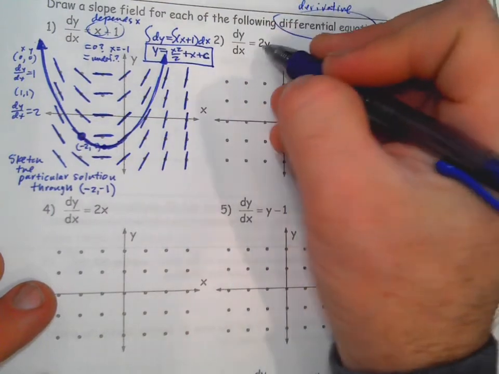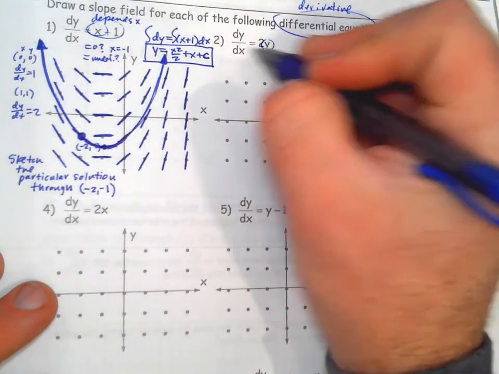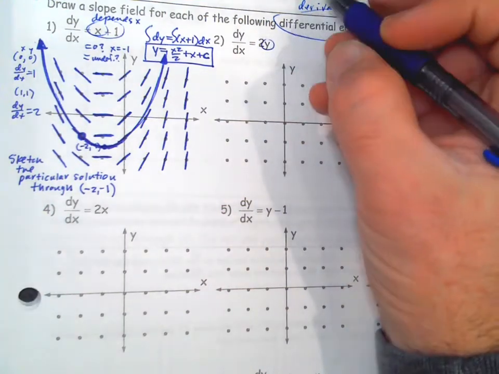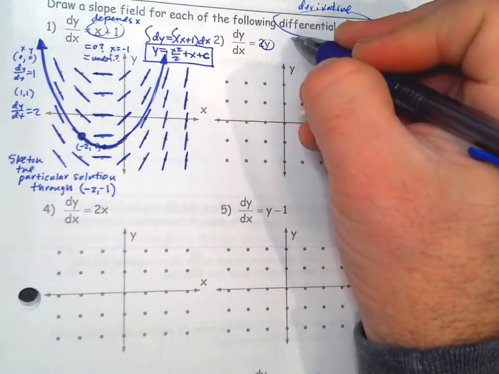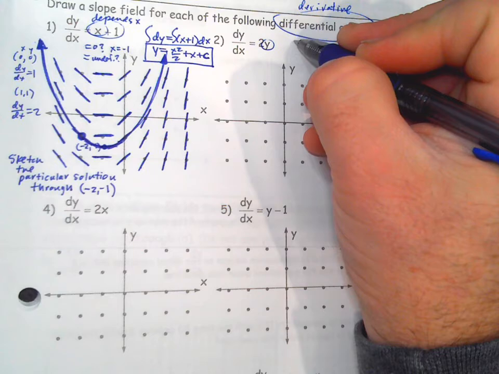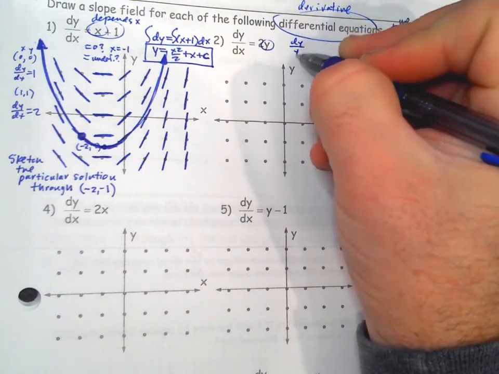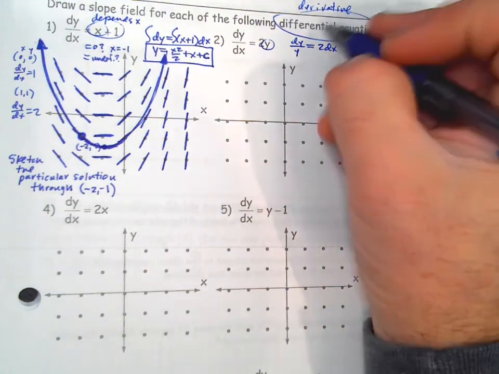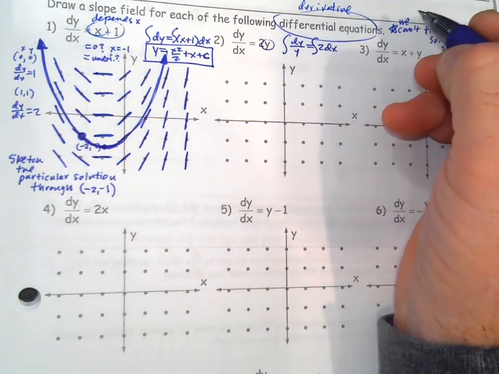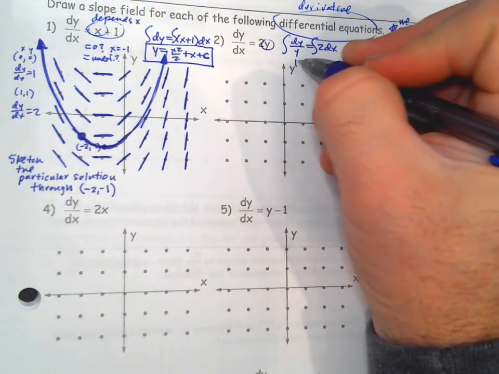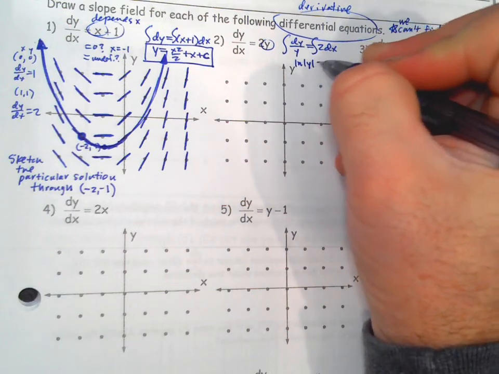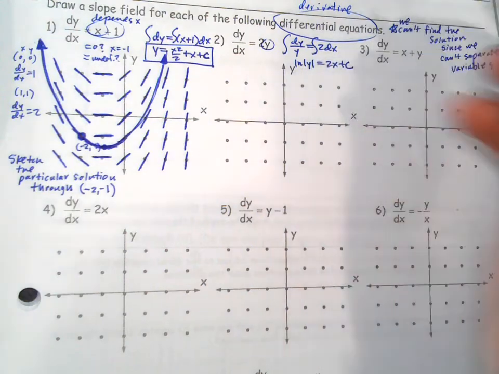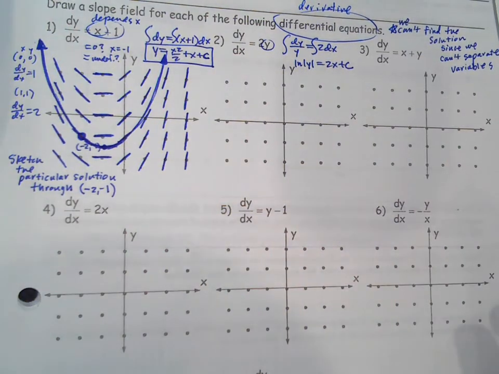Like on this one, by the way, separating the variables, you want to bring the y over here with the dy and the dx over here. I'd leave the 2 on the left-hand side. So this is the way I'd write it. I'd write, okay, this would be dy over y equals 2 dx. So that's separating the variables. And then I'd integrate both sides. And you get natural log of the absolute value of y equals 2x plus c. Now you got to get y by itself. You got to solve for y.